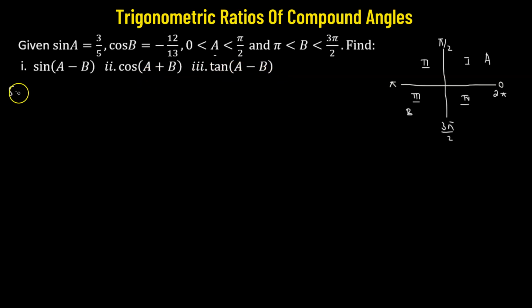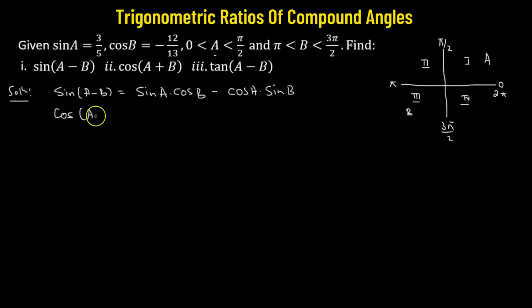Let's note down the given formulas, meaning we have sine A minus B. This can also be expressed as sine A times cosine B minus cosine A times sine B. Coming to the second one, we have cosine of A plus B. So cosine of A plus B equals cosine of A times cosine of B minus sine of A multiplied by sine of B.